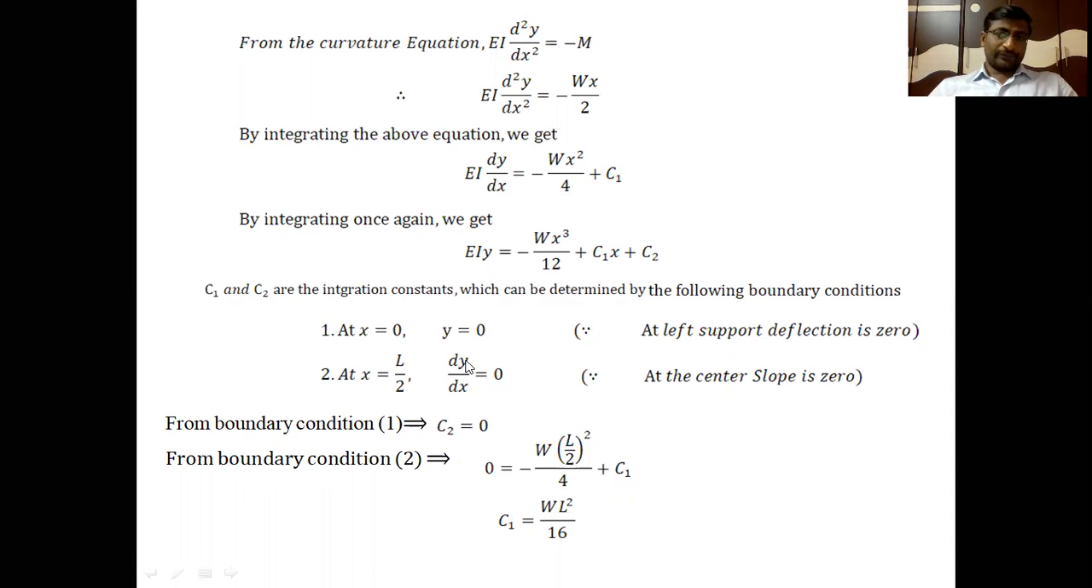So by substituting the boundary conditions, what are the boundary conditions? From here onwards, the boundary condition changes. The boundary conditions for the cantilever beam are different than the simply supported beam. So for the simply supported beam, the first boundary condition is at x is equal to 0.